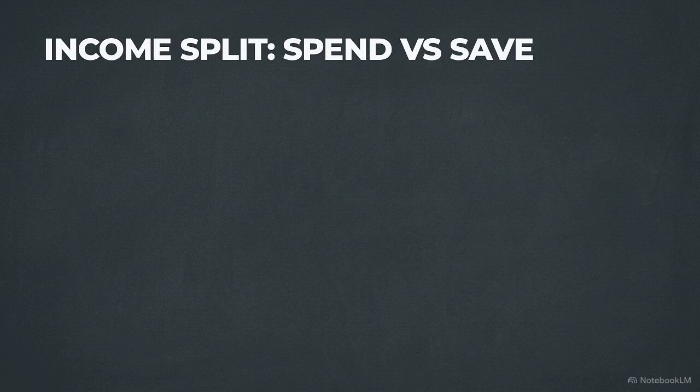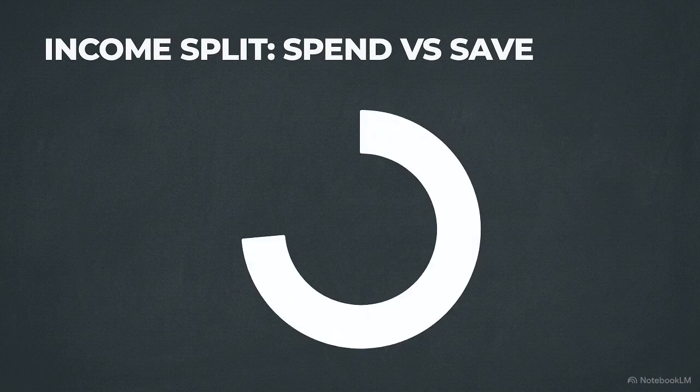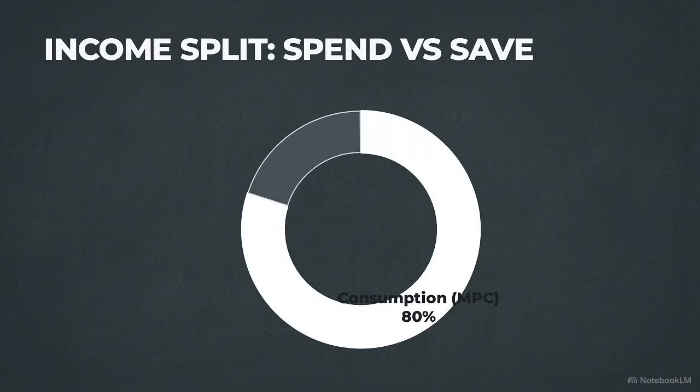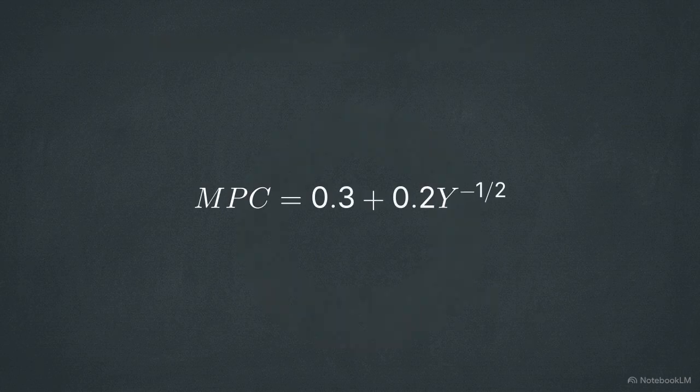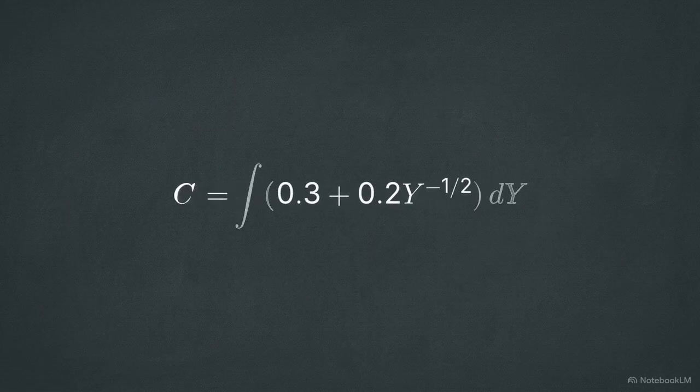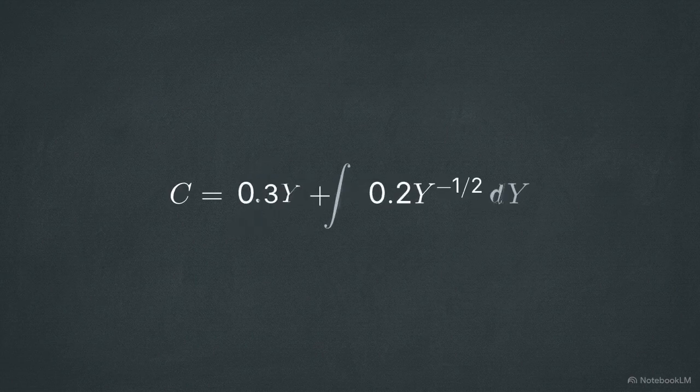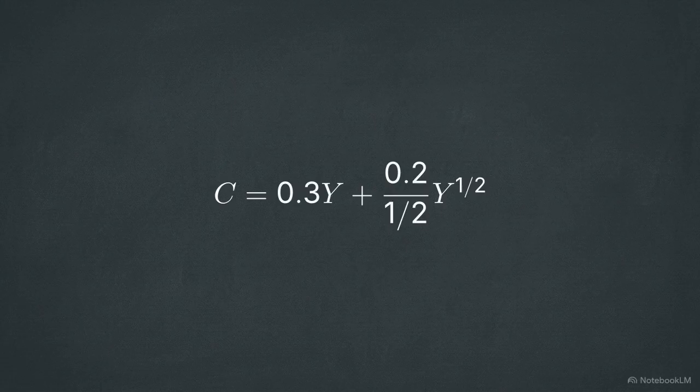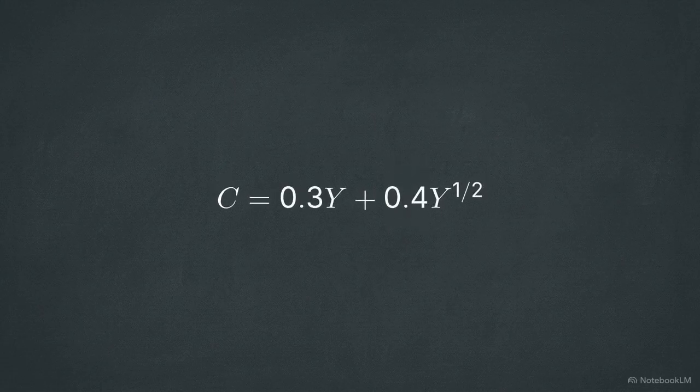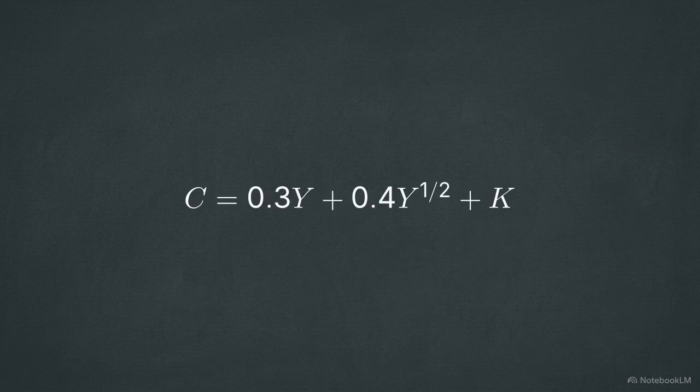Consider rebuilding a total consumption function from the marginal propensity to consume. The MPC measures the proportion of any additional income that a consumer chooses to spend rather than save. Here, the rate is 0.3 plus 0.2y to the negative 1/2. We begin by setting up the integral with respect to y, representing total income. Applying the fractional power rule, the equation integrates to a total consumption function of 0.3y plus 0.4y to the 1/2 plus k. We substitute k here as our constant of integration.